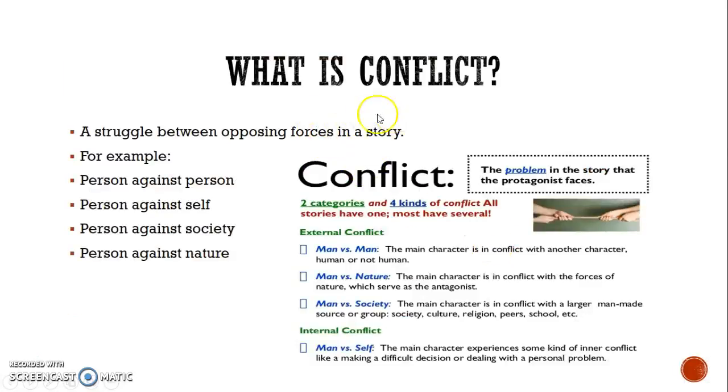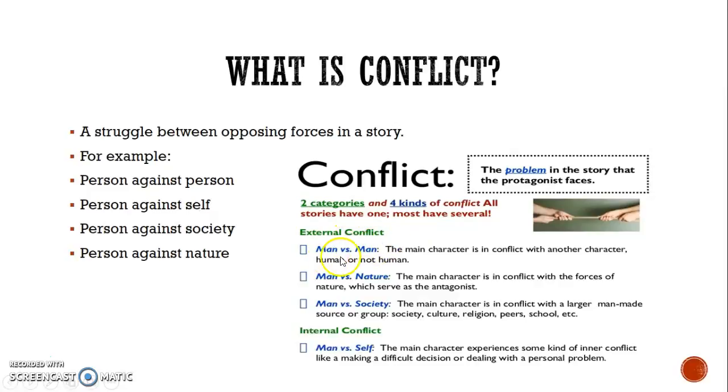What is conflict? A struggle between opposing forces in a story. For example, person against person, person against self, person against society, person against nature. Your conflict is a problem in the story that protagonists face. 2 categories, 4 kinds of conflict. All stories have one. Most have several.